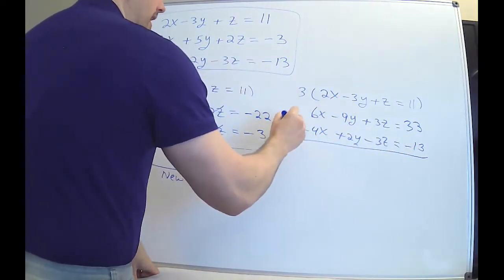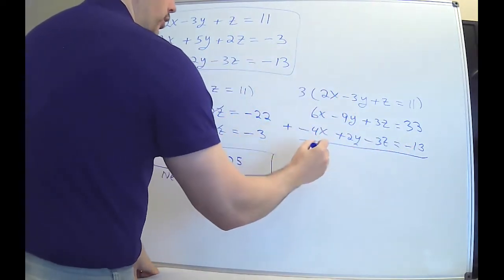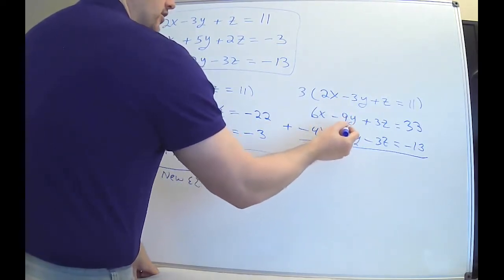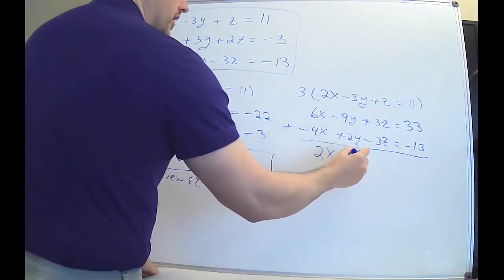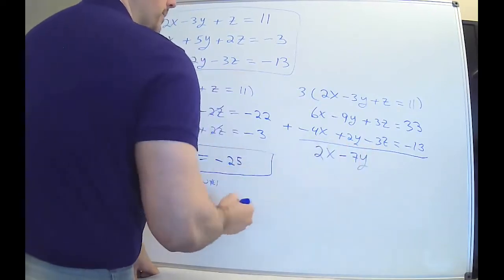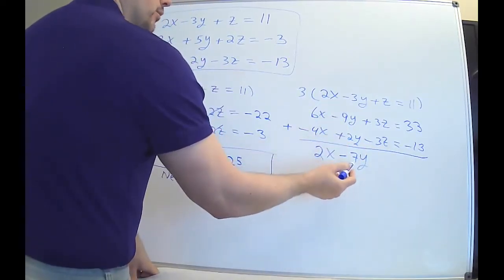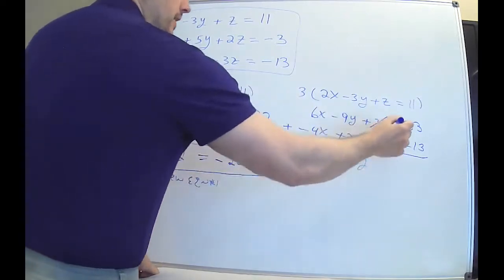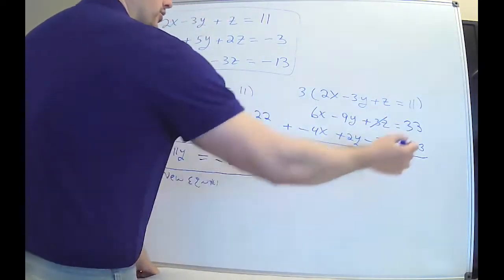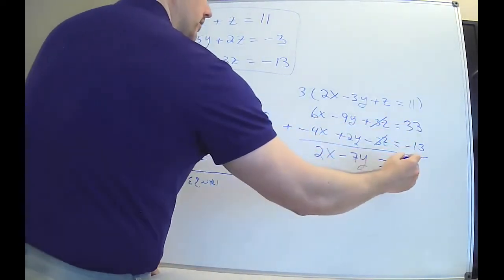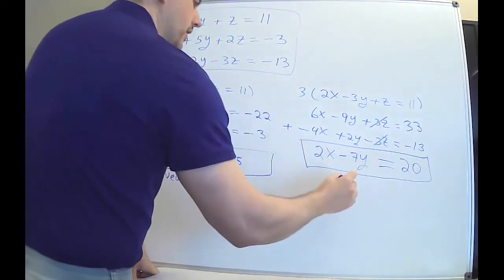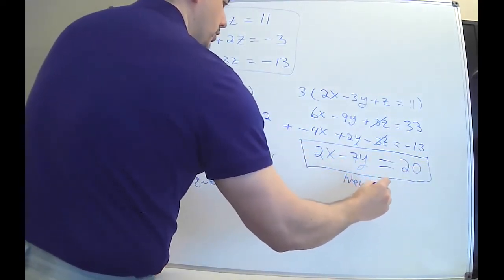Now add them together straight up and down. 6 take away 4 is 2. -9 plus 2. Signs are different, so subtract and keep the larger sign. -7y. You owe me 9, you pay me 2, you owe me 7. +3, -3, cross out. Equal sign, bigger equal sign. 33 minus 13, 20. This is why you add; it's easier to do that. This is new equation number 2.